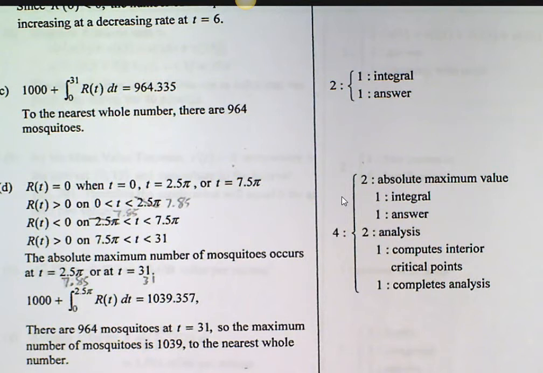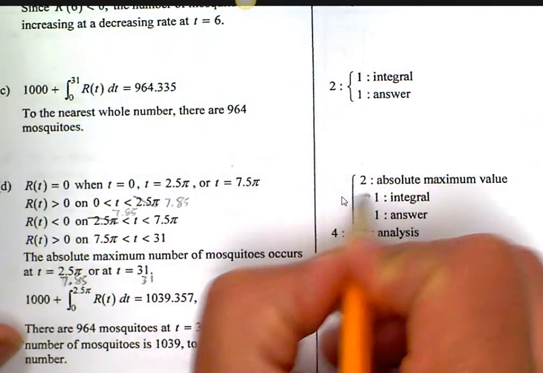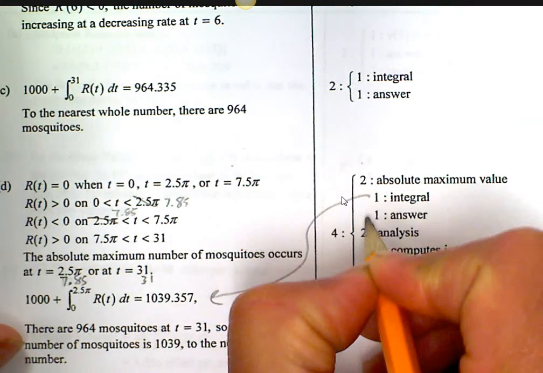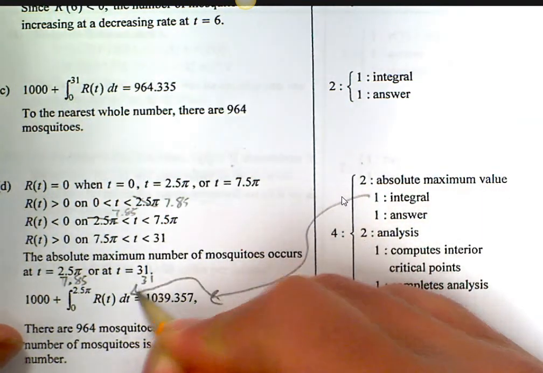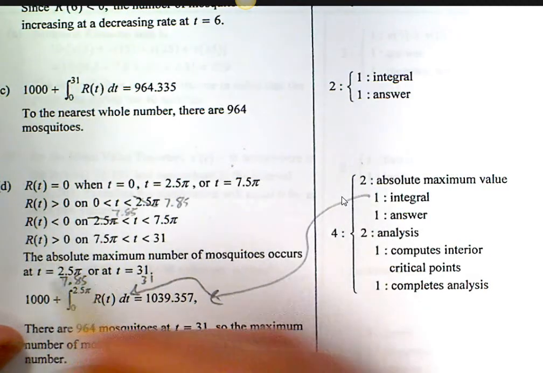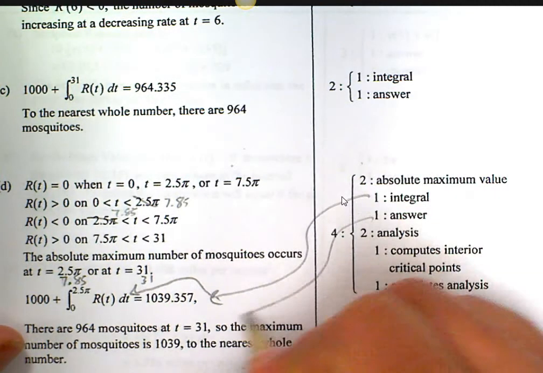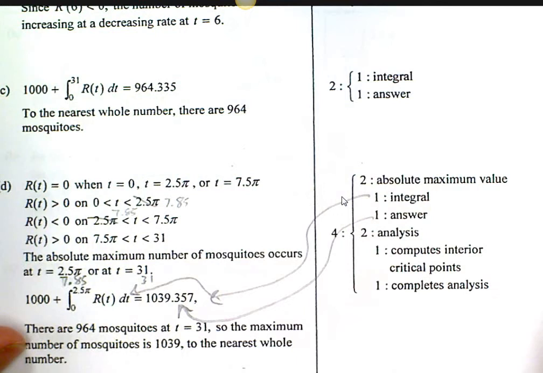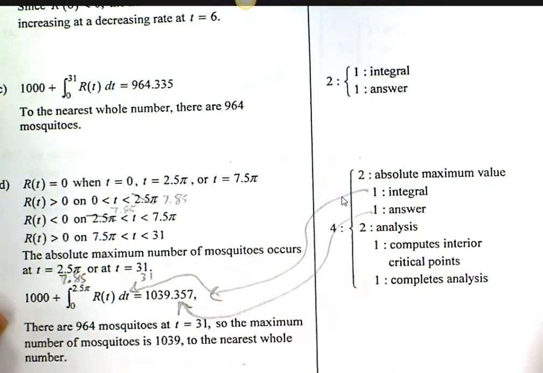All right, what are the points? Where are the points at? Let's look at this. Integral, you have to show your integral. If you didn't show your integral, no point. You have to show your answer. Didn't you have the right answer? No point. Okay?